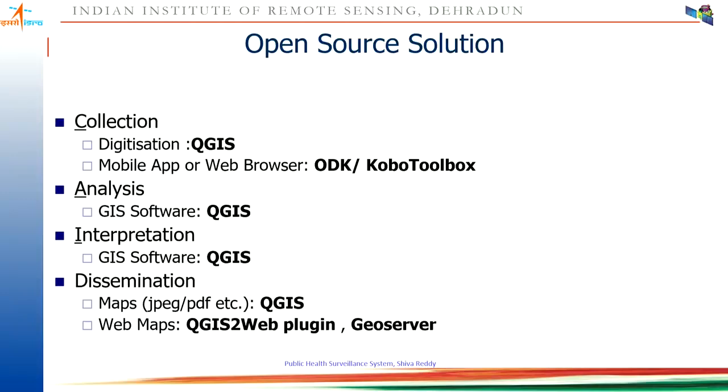Similarly, QGIS has a lot of tools. Either you can use a QGIS plugin like QGIS to web to export that whole map, or a group of maps, as a single web application as an HTML file, and that you can host in any server so that people can access it live. Or you can use GeoServer and other technologies where you can actually publish your data as a service, right?